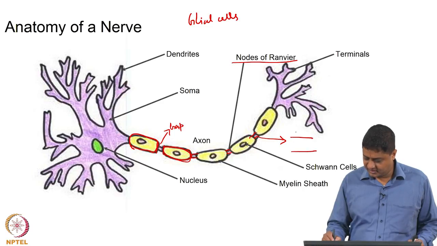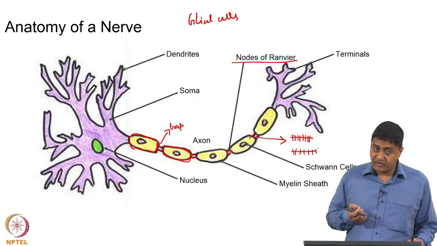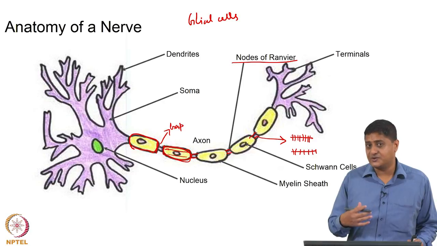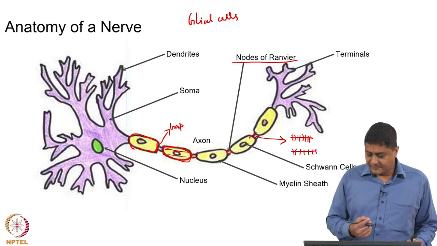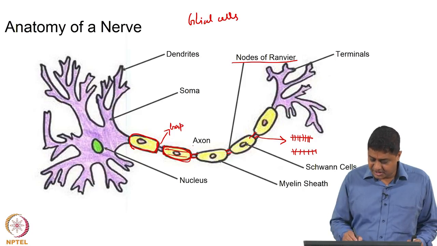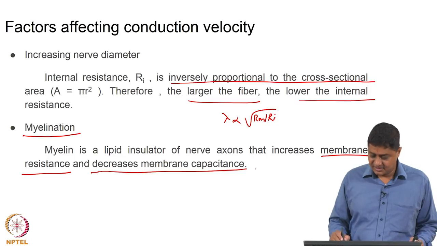What is actually happening is that there is a great increase in the density of voltage gated sodium channels and voltage gated potassium channels. So the density of voltage gated sodium and potassium channels is very high when compared with the rest of the axon which is passing inside the insulation. So this leads to a situation where the action potential can be quickly generated here. Why? Because membrane capacitance is reduced.